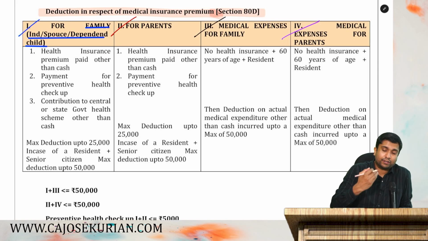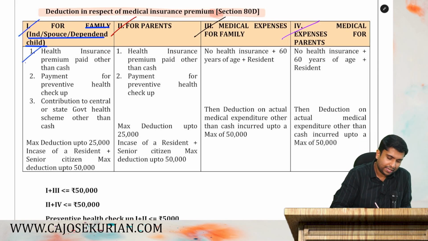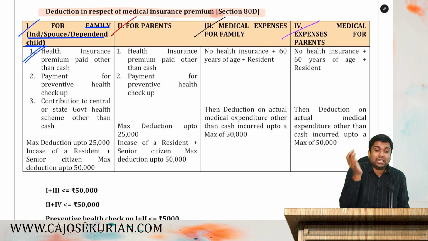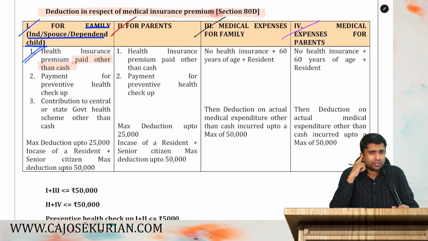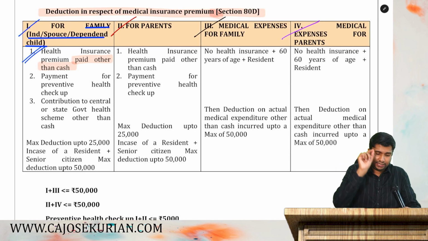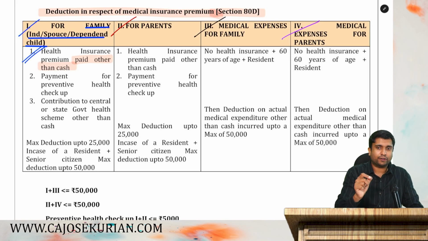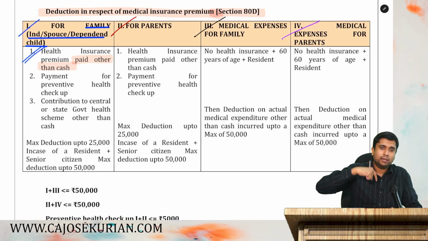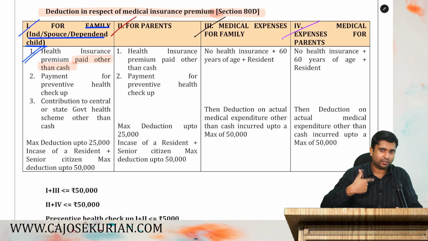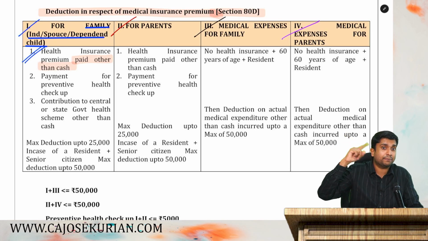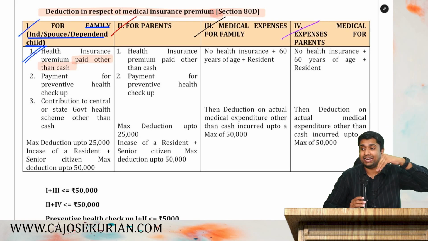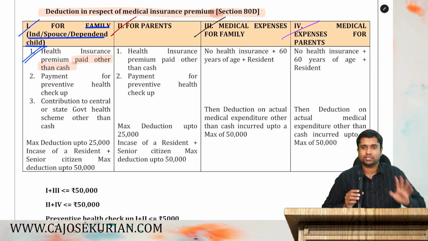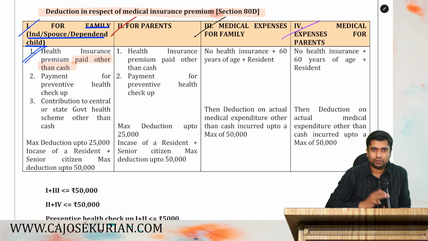Now, which are the things that you will get as a deduction under category 1? Number 1, health insurance premium paid other than cash. What do you mean by health insurance premium paid other than cash? If you have taken a family insurance, meaning an insurance that covers me, my wife, and my children, or myself, however, it is no problem. If I have taken a family insurance, the premium which I am paying can be claimed as a deduction under 80D category 1, but subjected to one condition: the premium should be paid in any method other than cash. I am not supposed to pay the premium in cash. Hope you got my point.